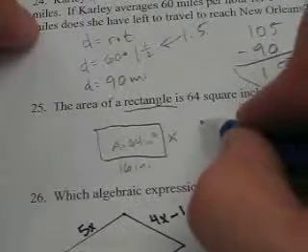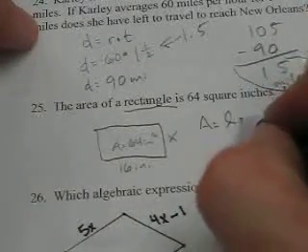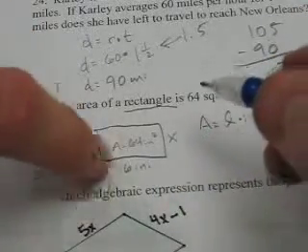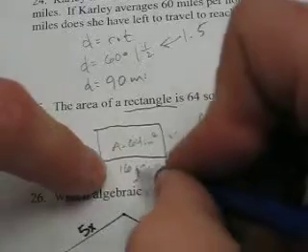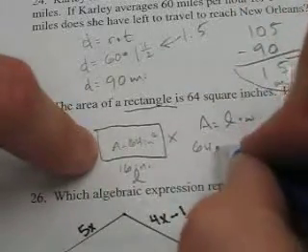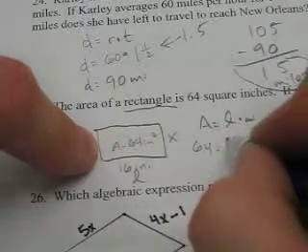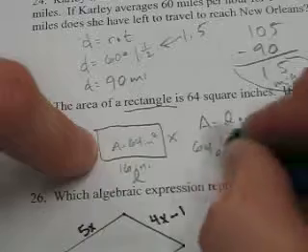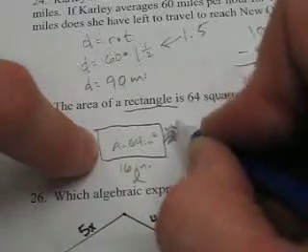Well, we know that the area formula of a rectangle is simply length times width. So if we fill in the information that it gives us in the problem, our area is going to be 64. Our length is going to be 16. And our width is what we're looking for. That's x, or I'll just leave it as w.